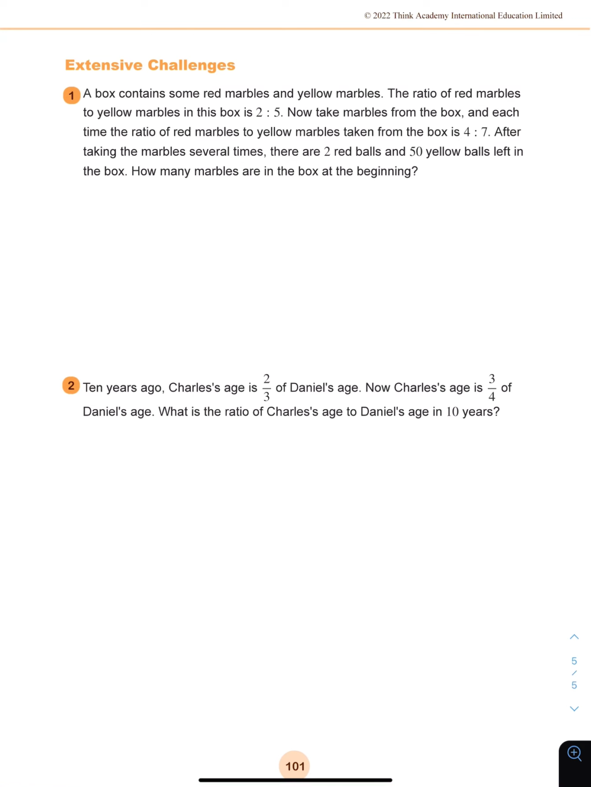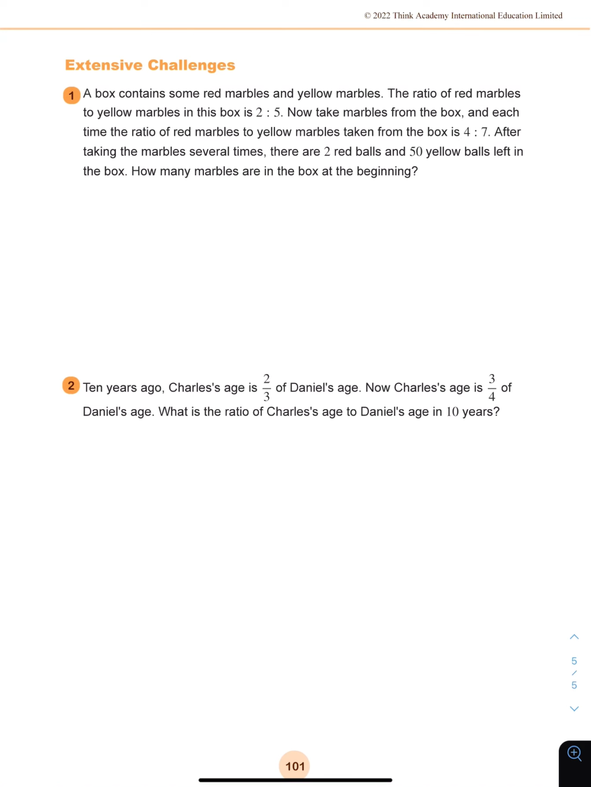So the first extensive challenge says that a box contains some red marbles and some yellow marbles. Originally, the ratio was 2 to 5. Now I'm taking marbles from the box, and each time the ratio of red marbles to yellow marbles taken from the box is 4 to 7. And after several times, there are 2 red balls and 50 yellow balls left in the box.